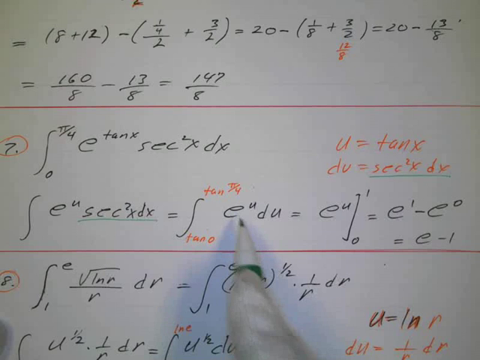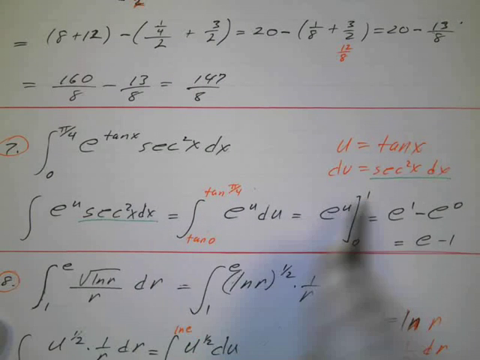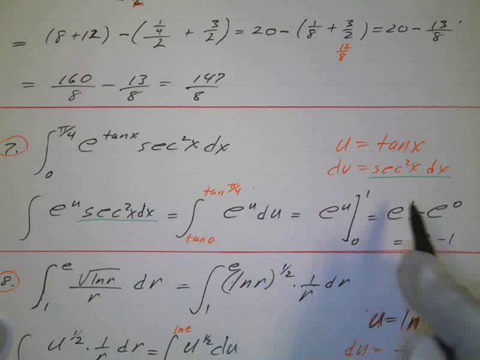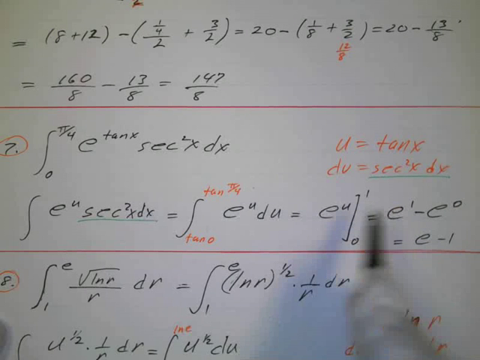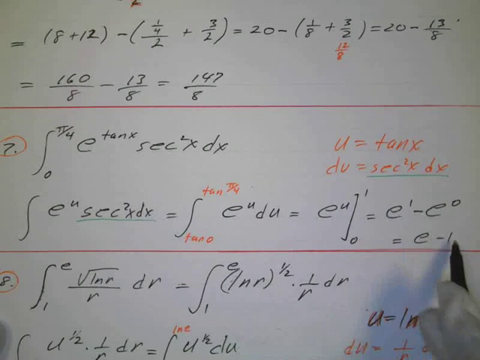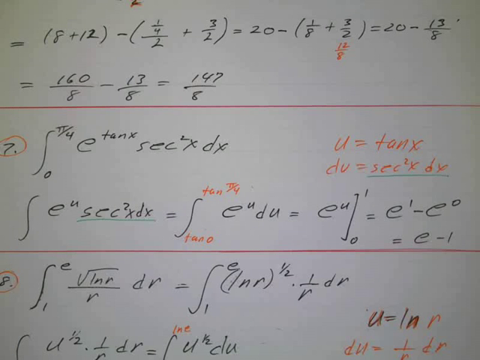The antiderivative of e to the u is just e to the u. E to the u du, I should say, is e to the u. And the tangent of pi over 4 is 1, and the tangent of 0 is 0. So this is just going to be evaluated. This is my f of b minus f of a. E to the 1 minus e to the 0, which is just e minus 1. So there you go.